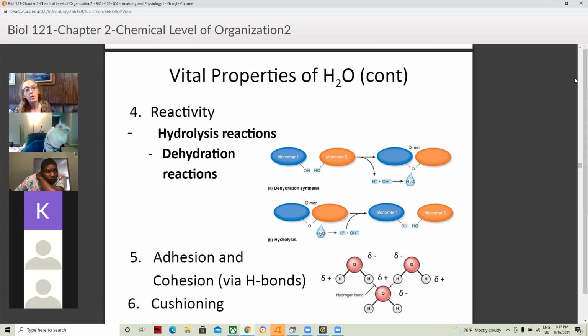Other properties of water. Water has really good reactivity. We add water to substances, and we'll talk about this later in this chapter. Actually, let me put it a different way. We remove water from two things. We have monomers and polymers here. We remove water to take two, think mono is one. A monomer is one subunit. We remove water to combine those two monomers into a polymer.